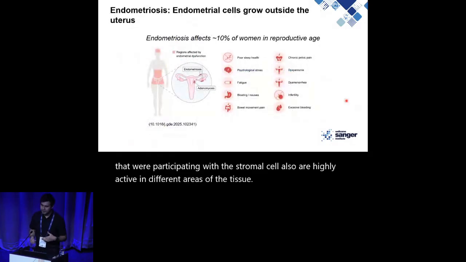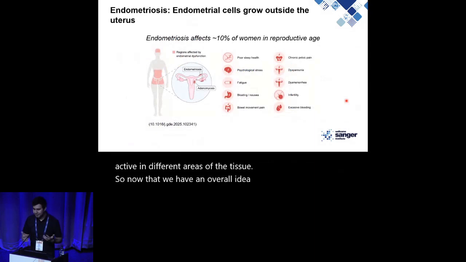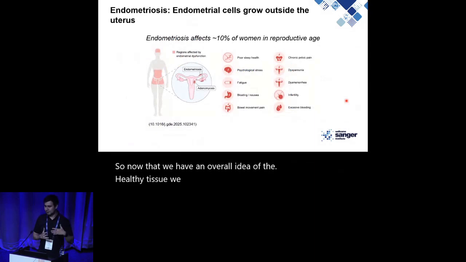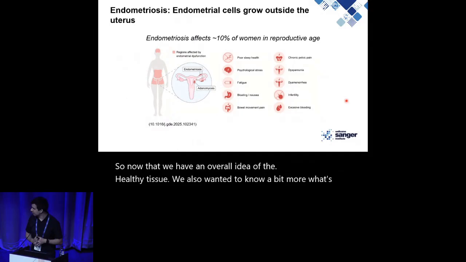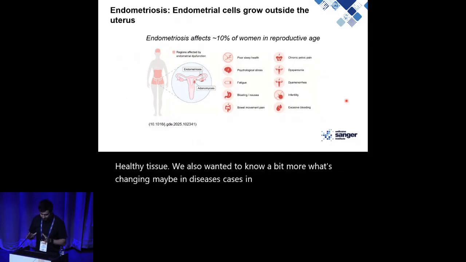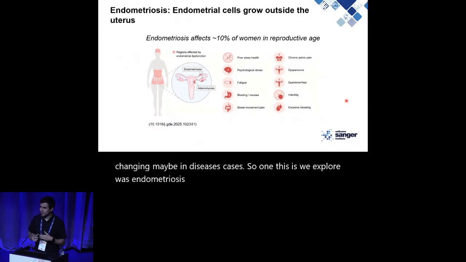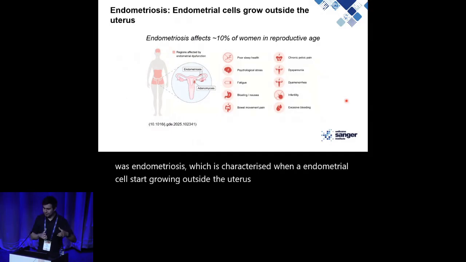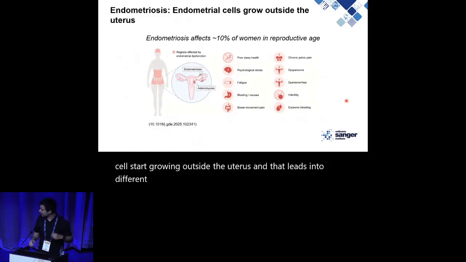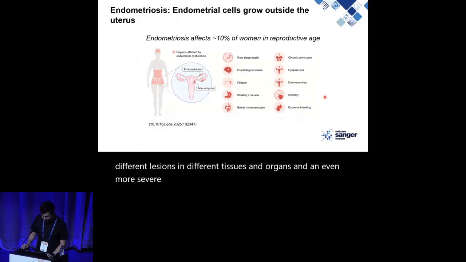So now that we have an overall idea of the healthy tissue, we also wanted to know a bit more about what's changing, maybe, in disease cases in the endometrium. So one disease we explored was endometriosis, which is characterized when endometrial cells start growing outside the uterus, and that leads to different lesions in different tissues and organs. And in even more severe conditions, women can go into infertility and have some bleeding problems.